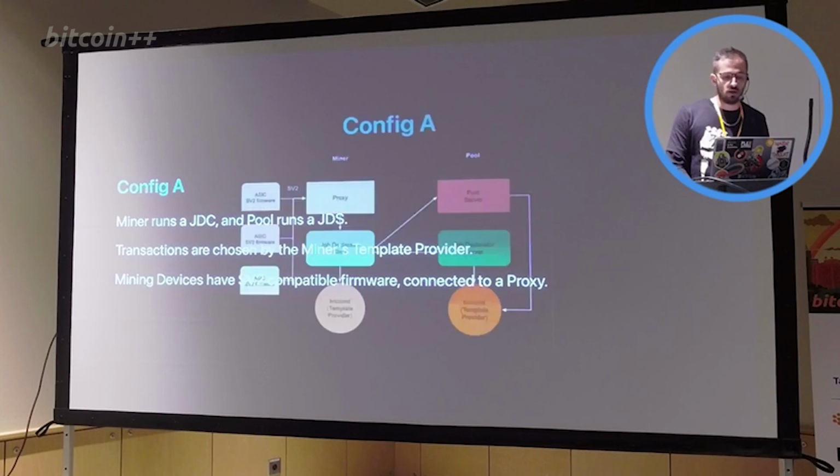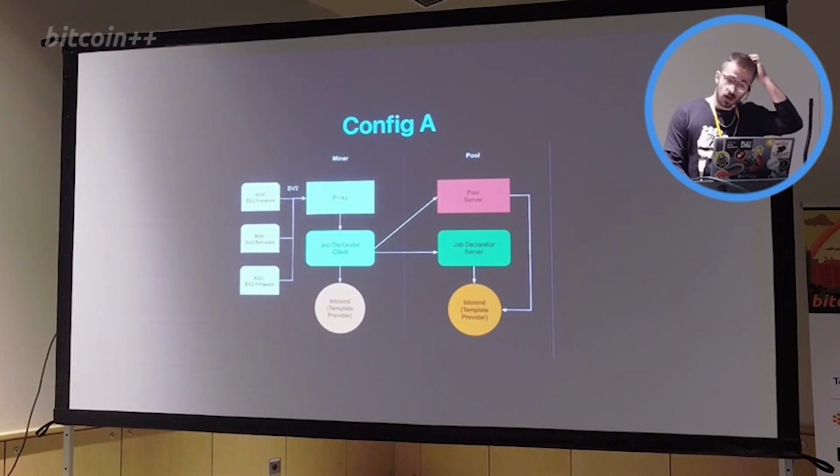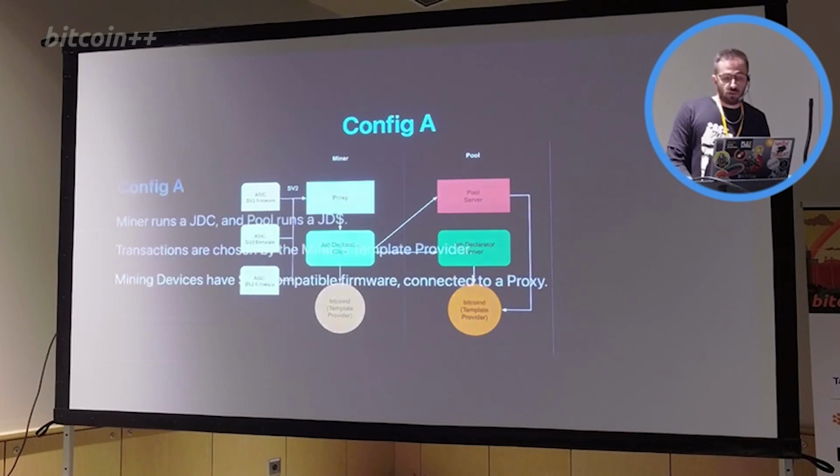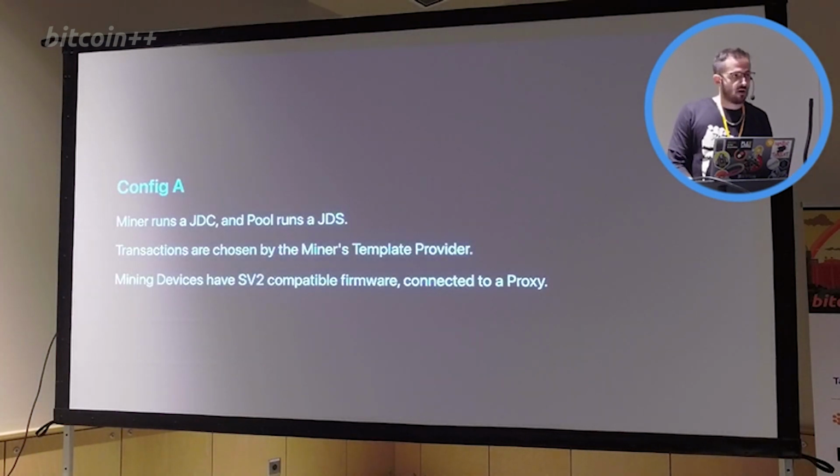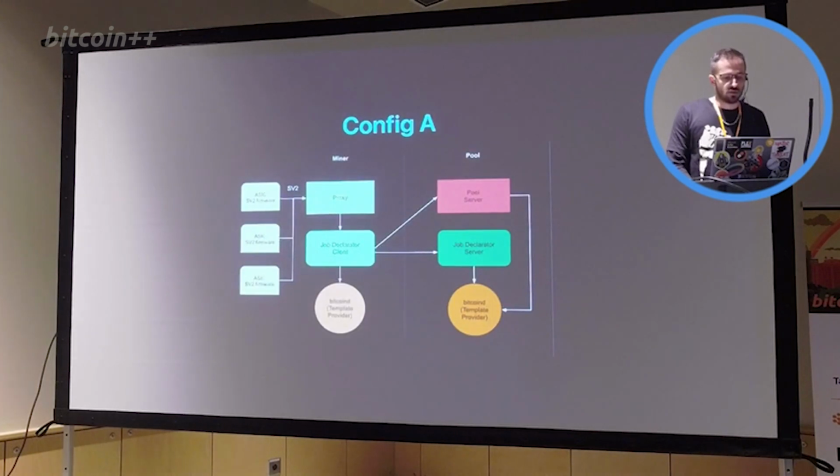In configuration A, we are doing job declaration. So the miner reserves the right here to choose what goes into the block. But we're assuming mining devices are very state-of-the-art. They already speak Stratum V2. So just deploy a regular proxy, and yeah, you participate in the job declaration protocol.